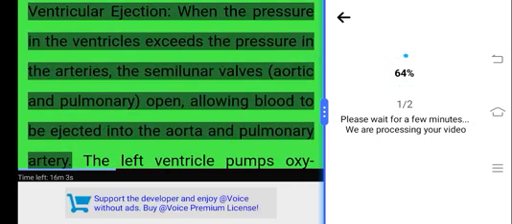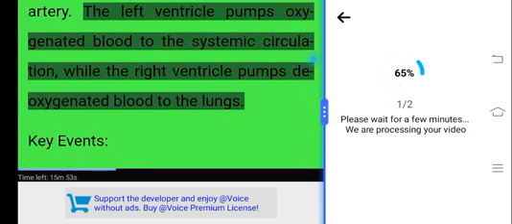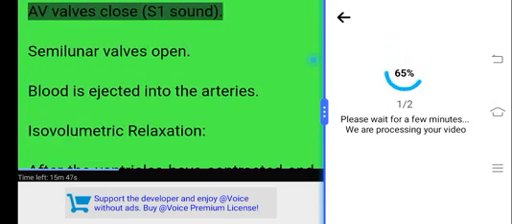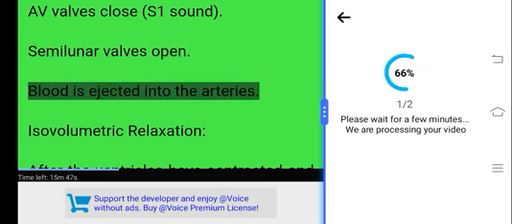Ventricular ejection. When the pressure in the ventricles exceeds the pressure in the arteries, the semilunar valves, aortic and pulmonary, open, allowing blood to be ejected into the aorta and pulmonary artery. The left ventricle pumps oxygenated blood to the systemic circulation, while the right ventricle pumps deoxygenated blood to the lungs. Key events: AV valves close, S1 sound. Semilunar valves open. Blood is ejected into the arteries.